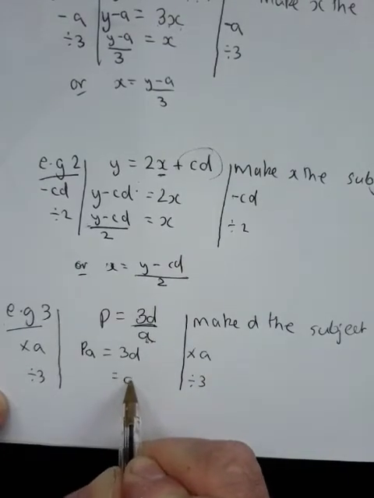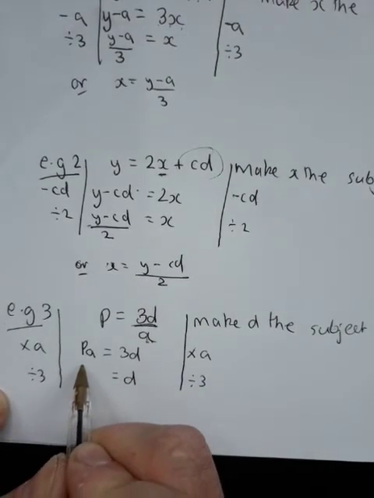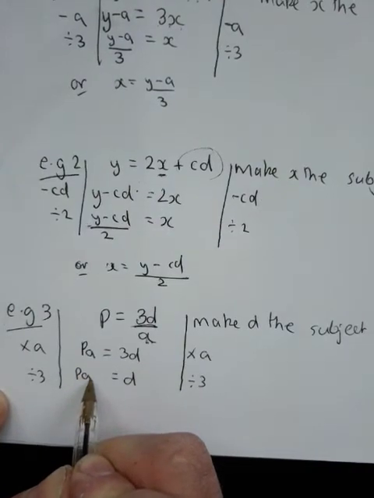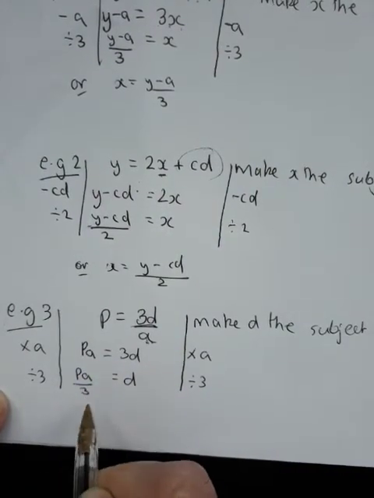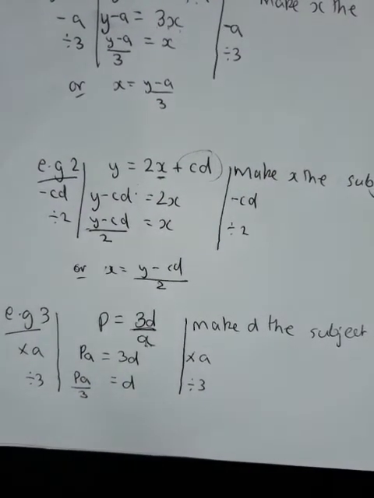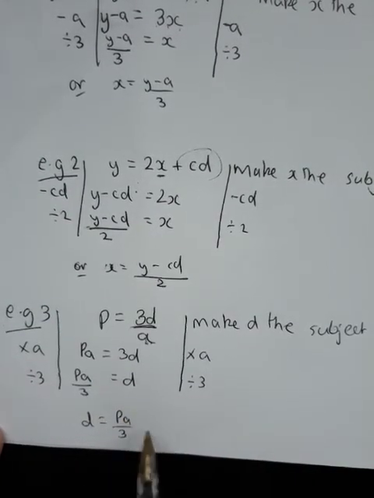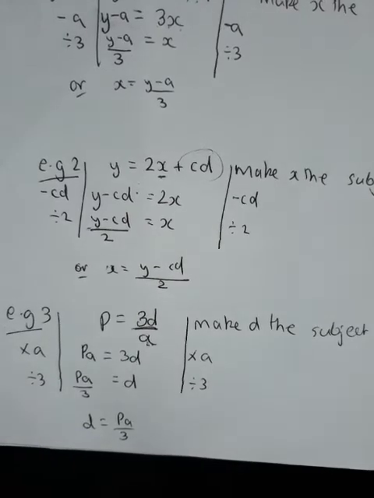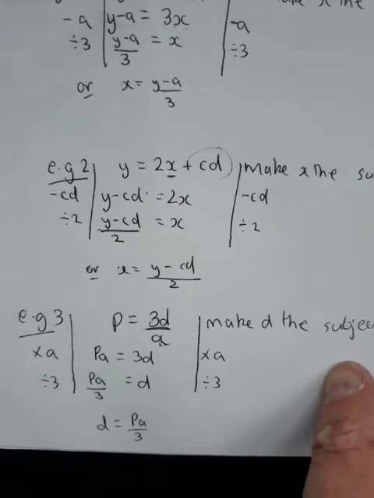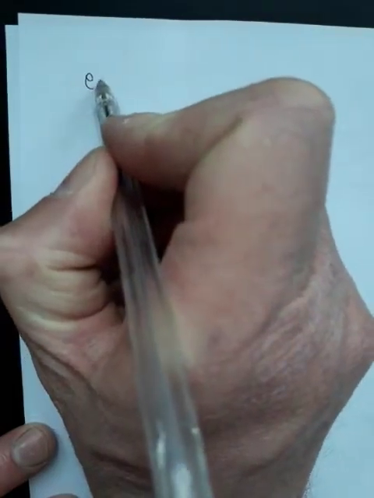The right hand side becomes d, and the left hand side, well, what was there originally was pa, and we're going to divide by 3. So pa over 3 equals d, or d equals pa over 3. Okay, a couple more examples, just examples that I've seen that have come up in the questions for this, so we know what's going on. Example 4.